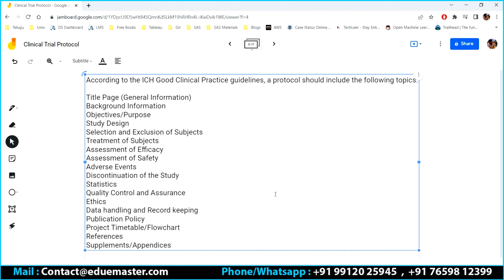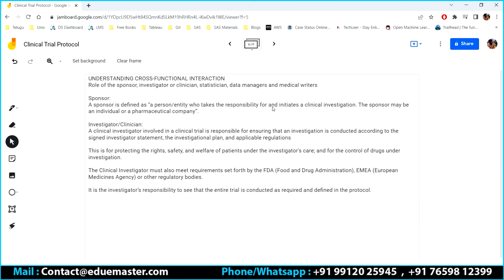We know who is going to prepare it, with the help of whom it will get prepared. What are the elements that are involved as part of your protocol? Because it is the entry point for your clinical trials. So the next step is, we need to understand each and every topic or parameter which is part of your protocol document.